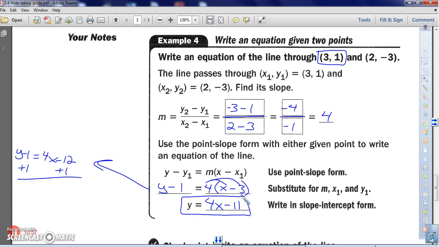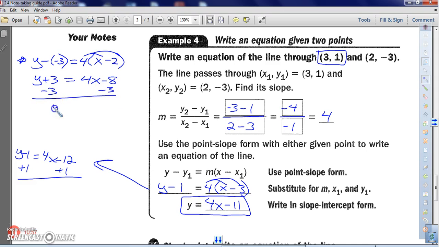Now, if you had picked the other point, let's do that up here. If I picked the other point, that would be y take away negative 3 equals my slope, which is 4, times x minus 2. Now initially they don't look the same, but that's the same as y plus 3 on the left side. Over here, when you times those by 4, you get 4x minus 8. And now, when I subtract 3 on each side, I end up with y equals 4x minus 11, which is exactly the same thing. So as you can see, it doesn't really matter which of the 2 points you pick to put in for the x1, y1.